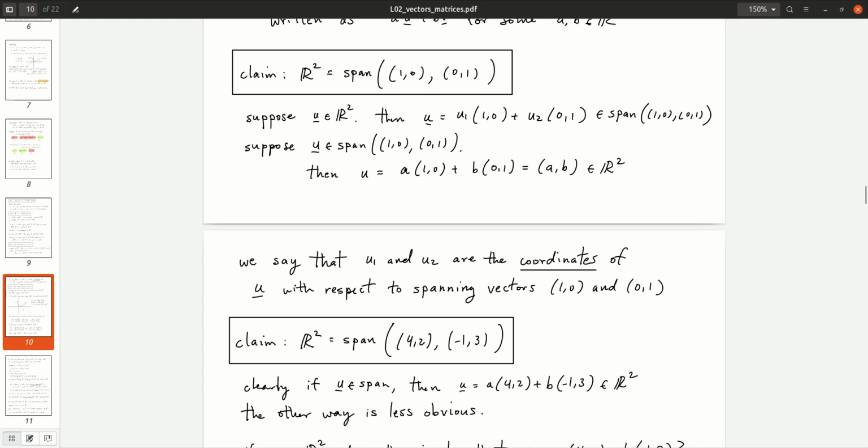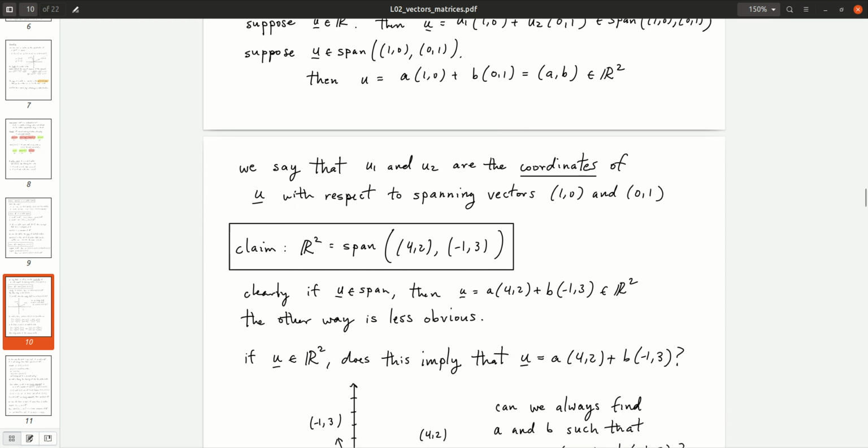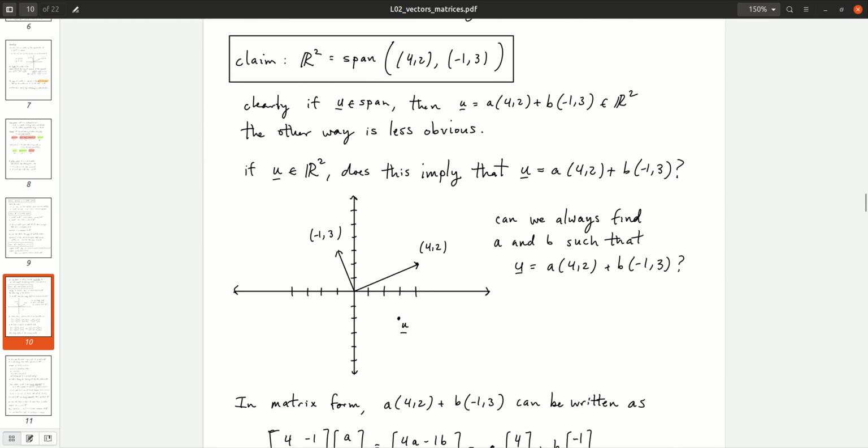Okay, now we showed that R2 is equal to the span of 1, 0, 0, 1. It turns out that that's not the only set of two vectors whose span is equal to R2. So let's look at another example here. Here's a claim that R2 is equal to the span of these other two vectors, 4, 2, and minus 1, 3.